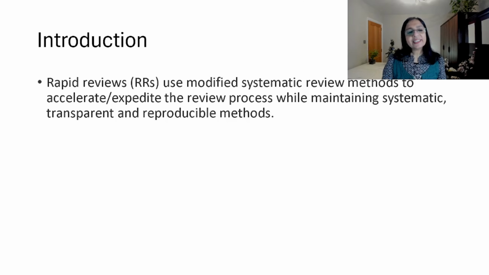Today's topic is about practical tips for software use in rapid systematic reviews. As you are aware, rapid reviews use modified systematic review methods to accelerate or expedite the review process while maintaining systematic, transparent and reproducible methods. So the key thing is we are using similar systematic review methods and principles. But for rapid reviews, the main point here is to accelerate the review process.